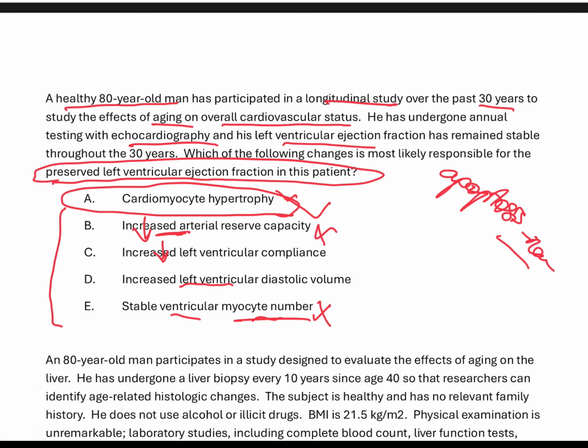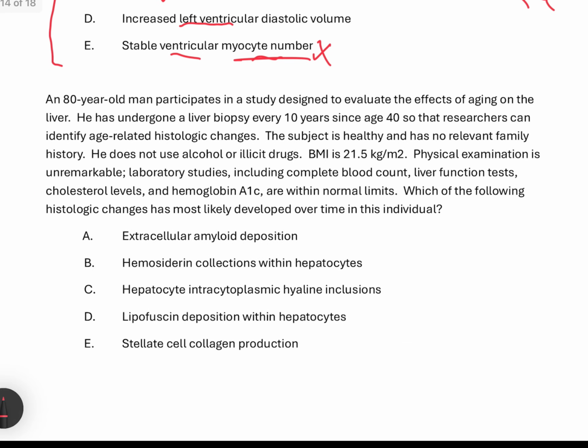contractility and ejection fraction. Our next question is: an 80-year-old man participated in a study designed to evaluate the effects of aging on the liver. Which of the following histological changes has most developed over time in this individual? Excessive amyloid deposition, hemosiderin collection within the hepatocyte, intracytoplasmic hyaline inclusions, lipofuscin deposition within the hepatocyte, or keloid collagen.